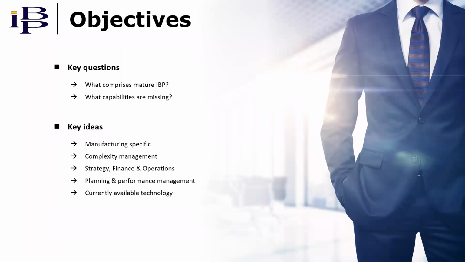So in terms of the objectives, one of the things we want to do is just answer a couple of questions. One of which is, what comprises a mature integrated business planning process? And what capabilities are companies missing?